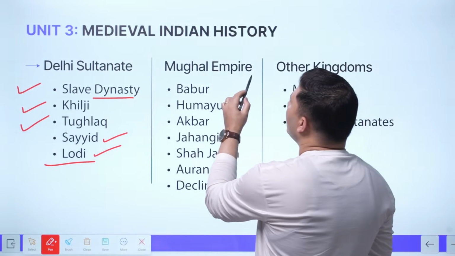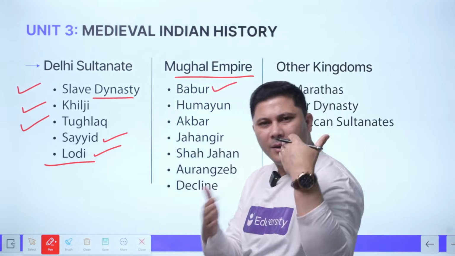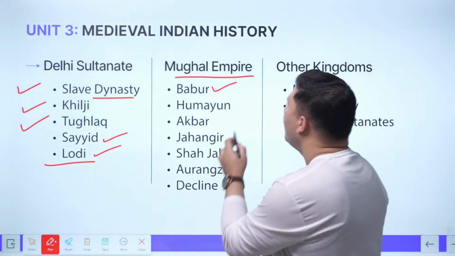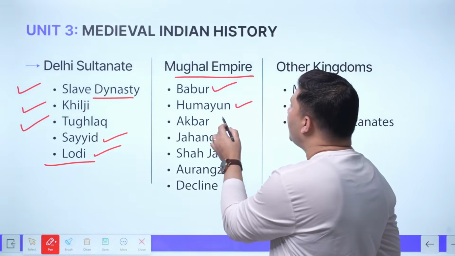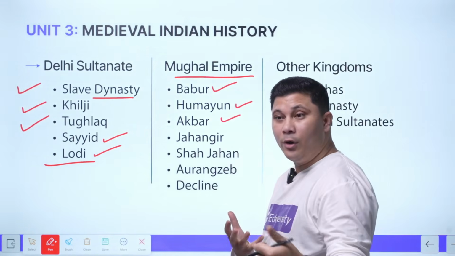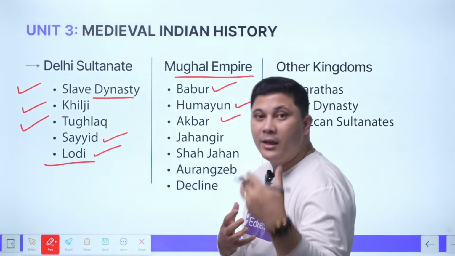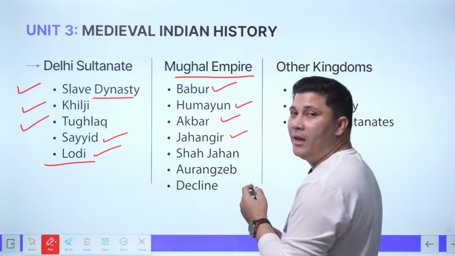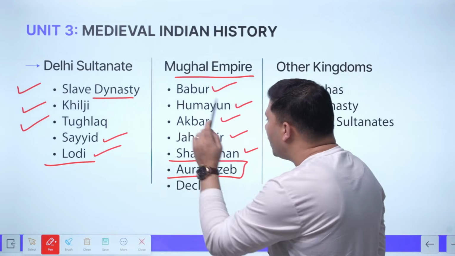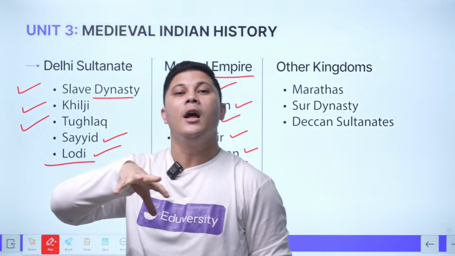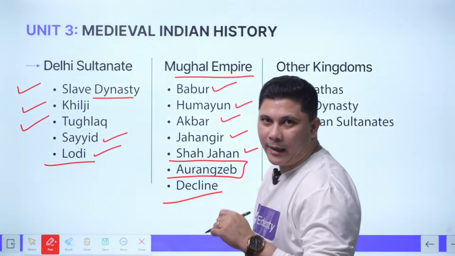Then in the Mughal Empire you will have to study Babur, how from 1526 to 1530 he had battles back to back. Humayun, his son, and how Sher Shah Suri chased Humayun. After that Akbar, Akbar's administrative policy, religious policy, and matrimonial policy. Then Jahangir's policies, then Shah Jahan, and you have to learn how Aurangzeb will restore pure Islamic traditions, and how the Mughal Empire will decline. Are you guys getting it?